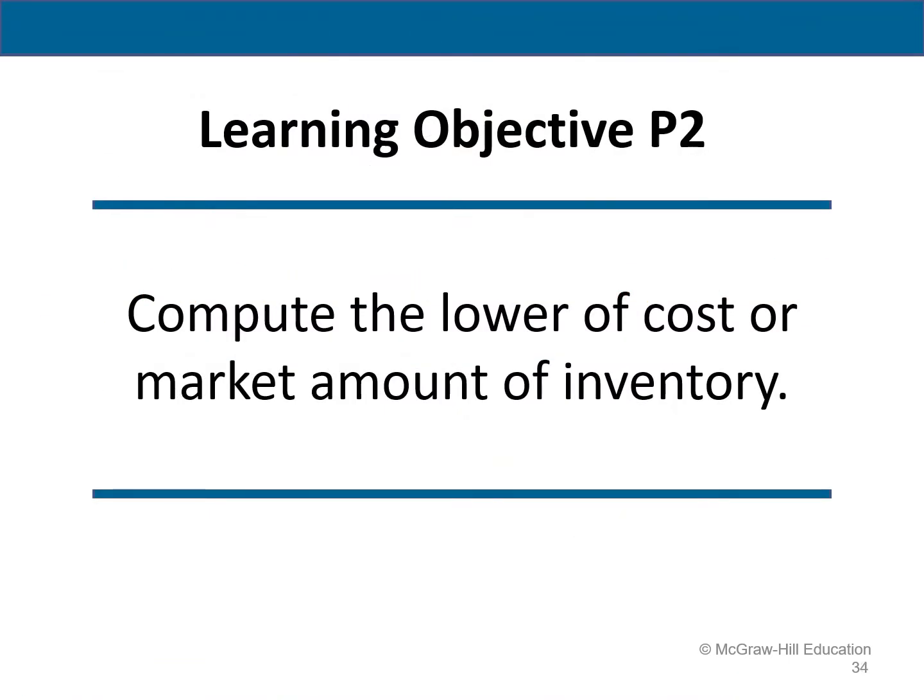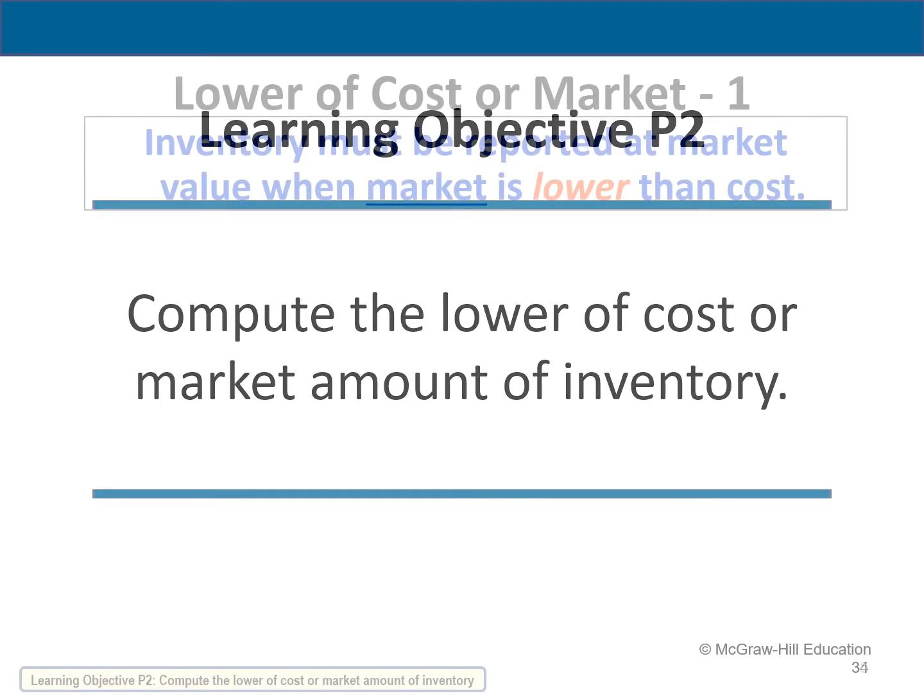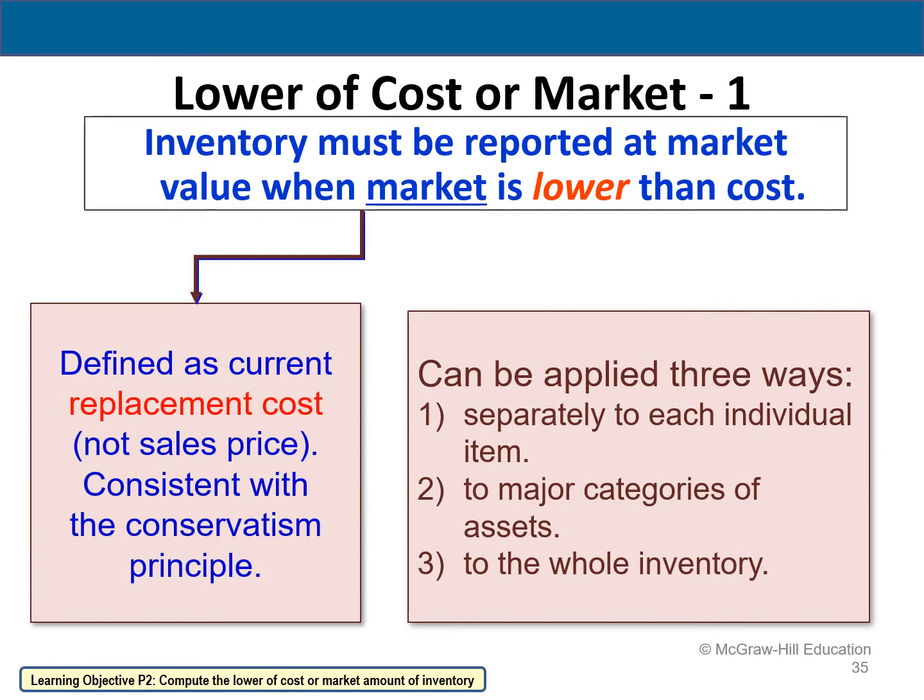All right, so let's talk about the lower of cost or market. So your inventory is required to be reported at market value when market value is lower than cost. So it's defined as current or replacement cost, not sales price. So you can apply the lower of cost or market to each individual item separately, to major classes of assets, or to the whole inventory.